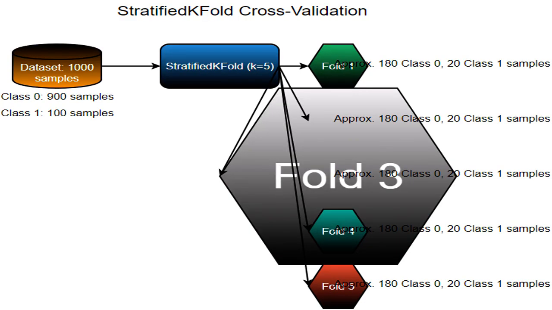Since I'm performing 5-fold cross-validation on 1000 samples, each fold will contain approximately 200 samples, 1000 divided by 5 equals 200. To maintain the 90-to-10 ratio from the original dataset, each fold will have roughly 180 samples from class 0, 90% of 200, and 20 samples from class 1, 10% of 200. This is the crucial aspect of StratifiedKFold. It preserves the class distribution during the splitting process.